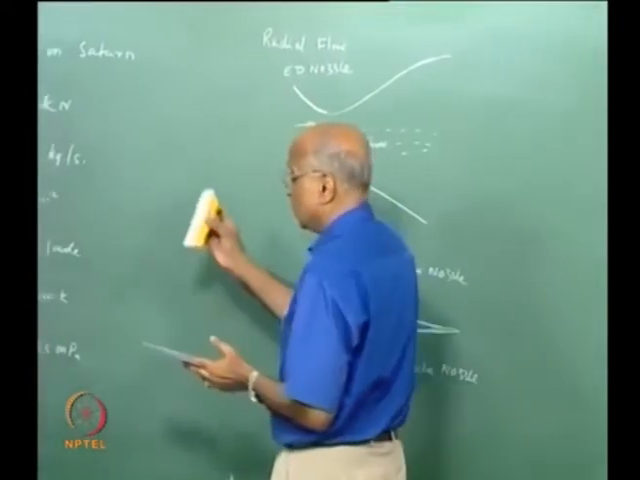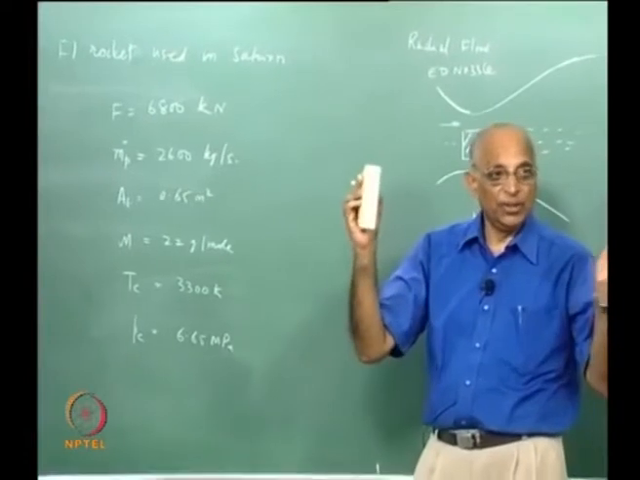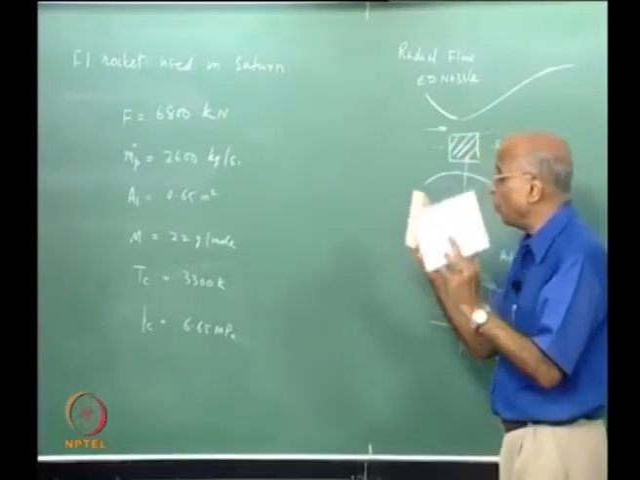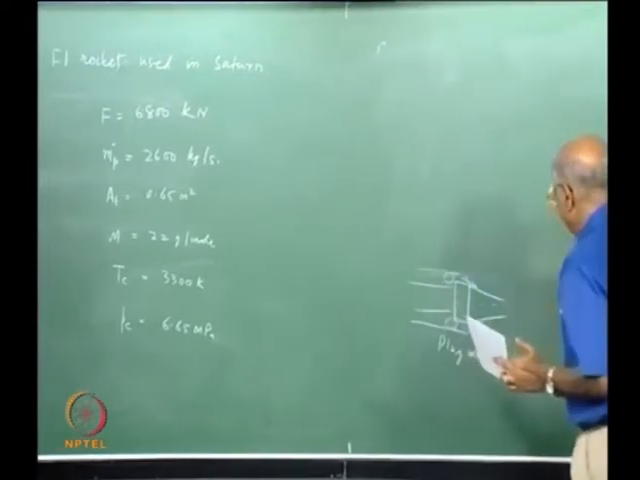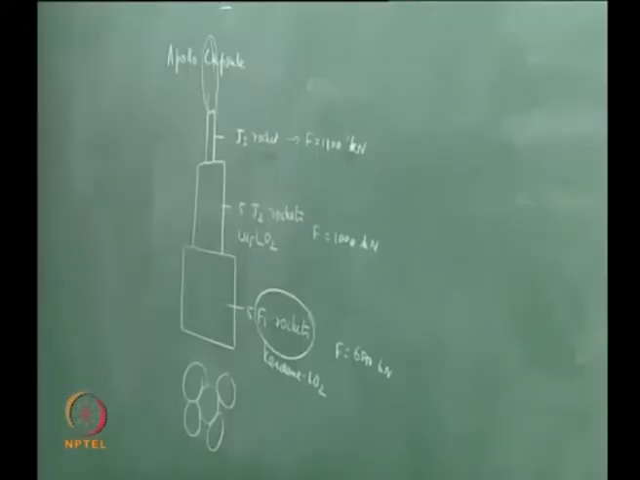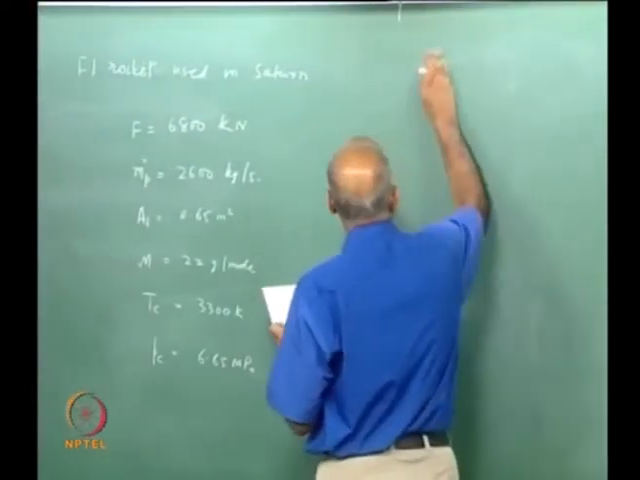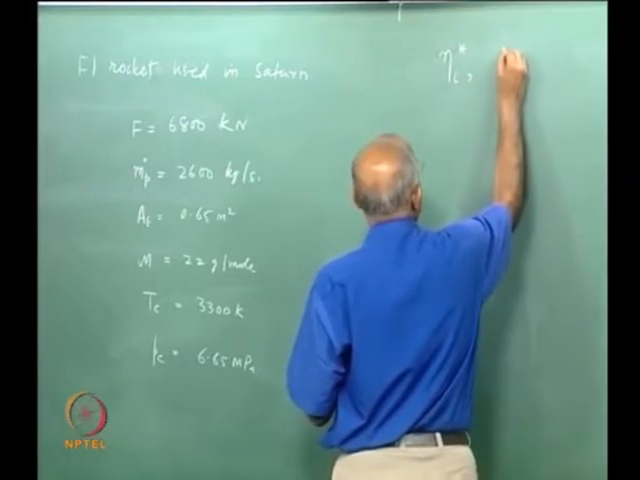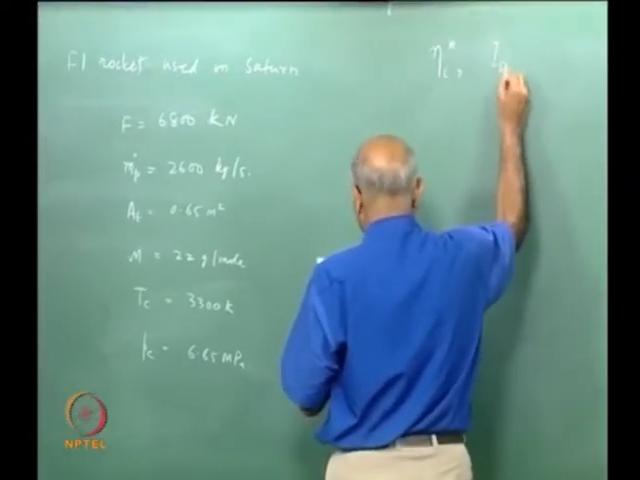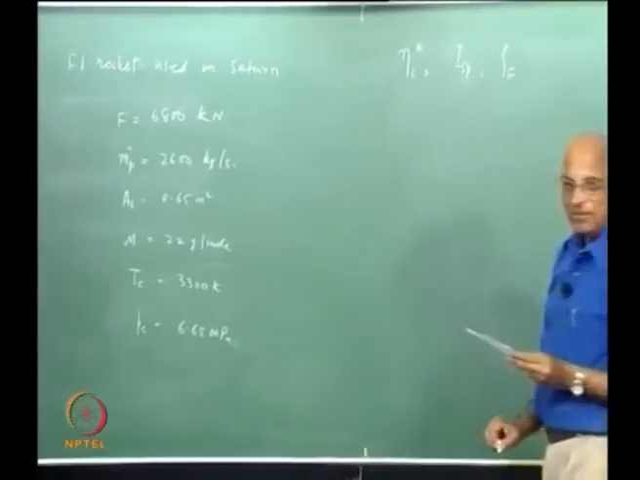Mind you, this rocket was developed in the period 1962 and we had the moon mission by 69. Therefore, we are talking of an old rocket, but mind you, it is still the most powerful rocket ever developed in the history of rockets, and that is why I thought maybe we should do a problem on this. Now, I want to find out for this F1 rocket the value of eta C star, the value of Isp, and the value of thrust correction factor zeta f.